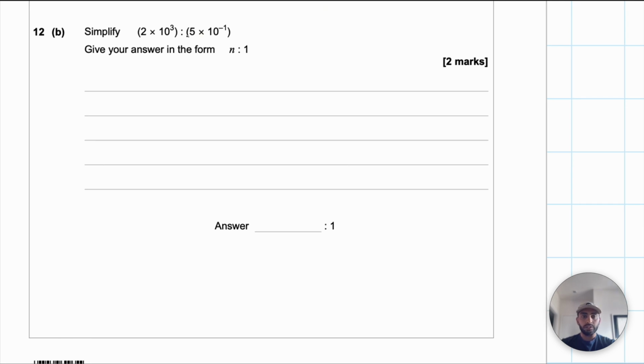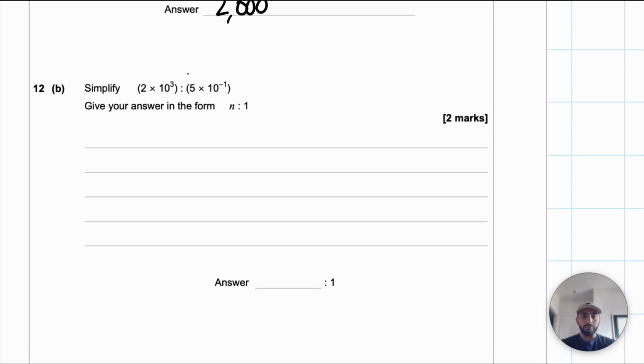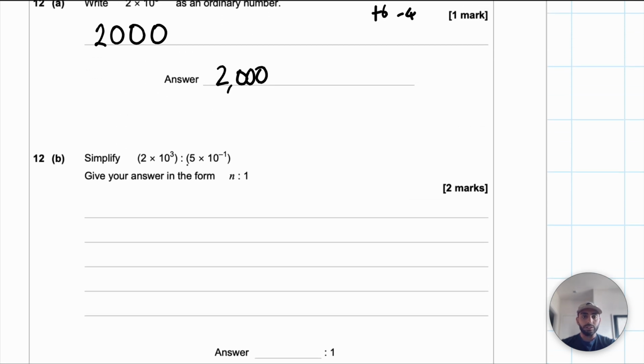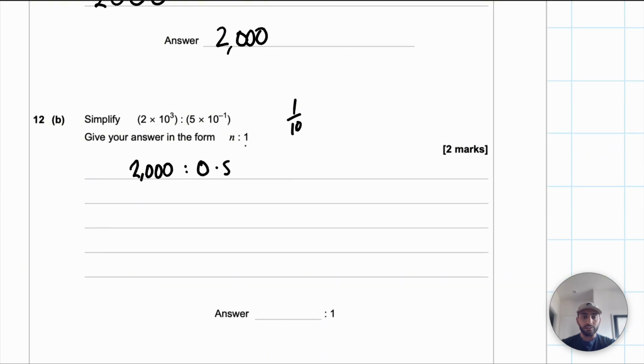So I can see both of these are in standard form. I think it'll be easier if I convert these into ordinary numbers and then simplify it. And I've already done 2 times 10 to the power of 3, which is 2,000. I need to do 5 times 10 to the negative 1. 10 to the negative 1 is 1/10, so I'm dividing this by 10. This is telling you how many zeros are going to be at the start because this is a negative. So it's 0.5. I just need to simplify this so that there's 1 on the right hand side. This one's quite easy. I just need to multiply this right hand side by 2, multiply that side by 2, so it's 4,000 to 1.